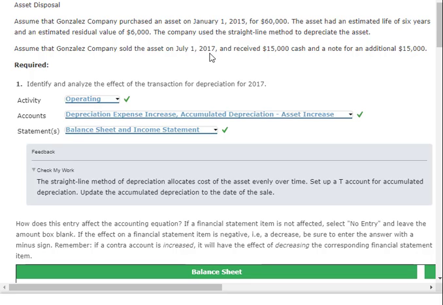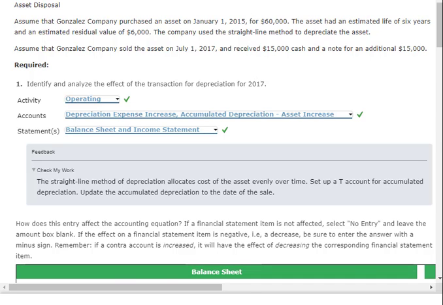So we're going to have a half a year of depreciation in 2017, and that's the third year. So we'll have a whole year in 2015, a whole year in 2016, and a half a year in 2017. And when they sold it, they got two assets. They got cash and a note. So the total proceeds is $30,000 split into two different kinds of assets.